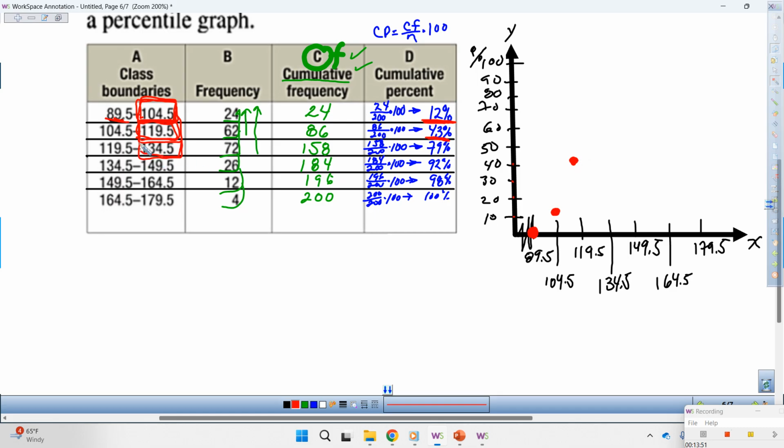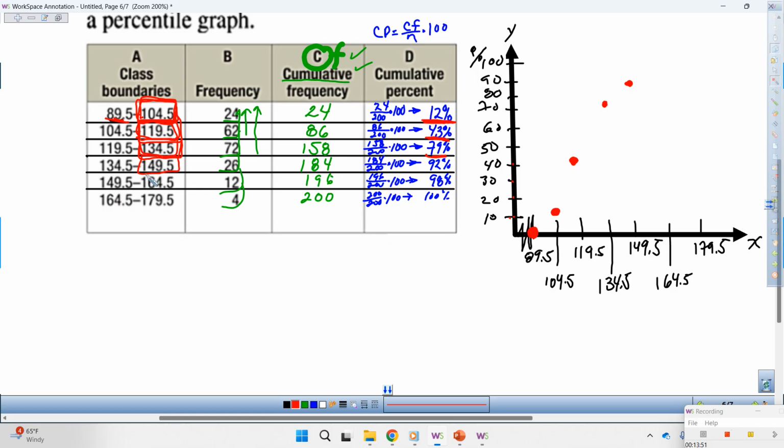134.5. 134.5 corresponds to 79%. So we go 10, 20, 30, 40, 50, 60, 70, close to 80. So that is about right here. Yeah, 134.5 to 79. Okay. Next one, 149.5 corresponds to 92. So I'm going to go all the way up to close to 90, a little bit further up from 90.